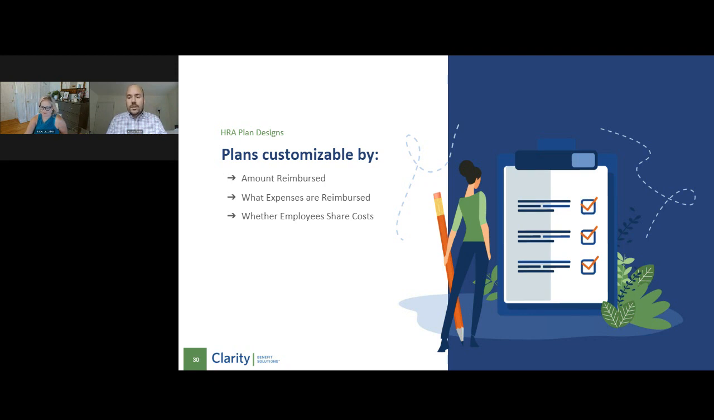The amount reimbursed again can vary, and also when those funds are available. Usually with HRAs, the funds are available at the start of the year. Say you get $1,200 right on day one of that plan year to use over the course of the year. But if you wanted to, you could fund it monthly at $100 a month, or you could fund it quarterly or semi-annually. So all of these different aspects allow the employer to customize the plan, keep their utilization in control, and make sure that it hits their financial goals, but also fills that benefits need.